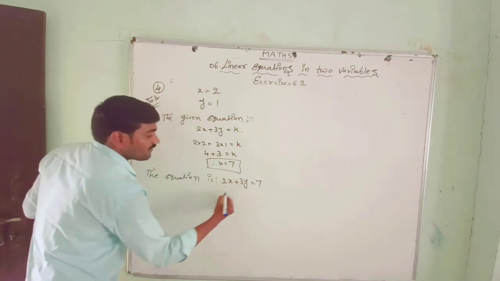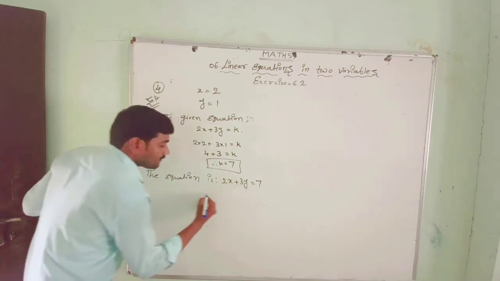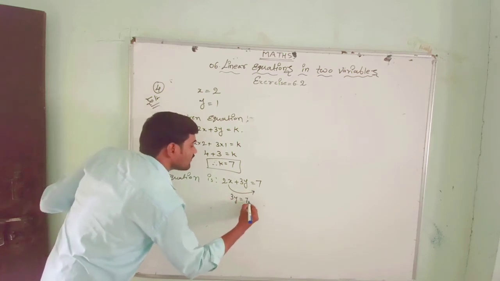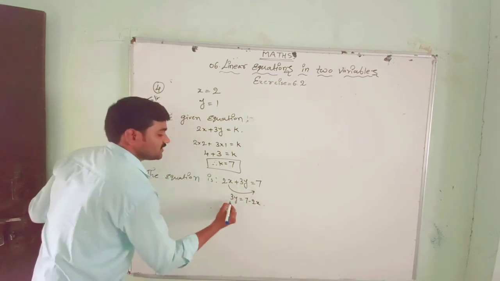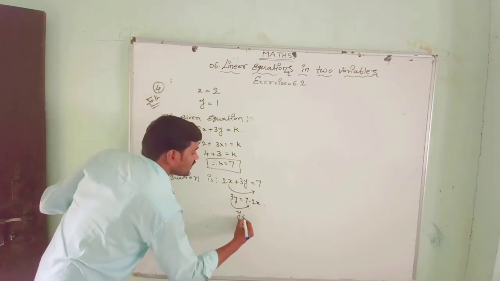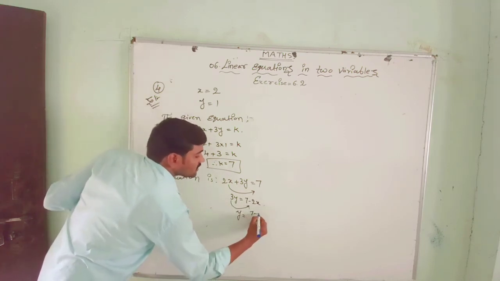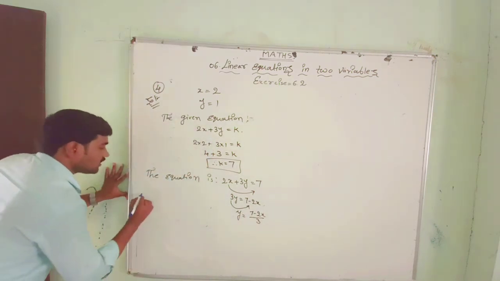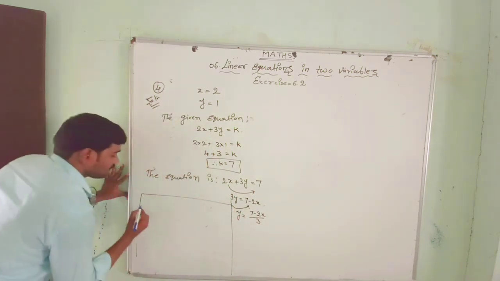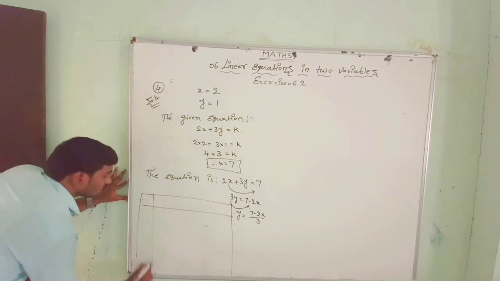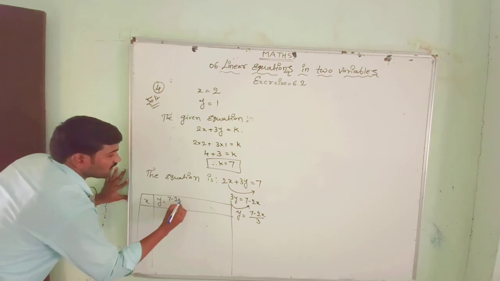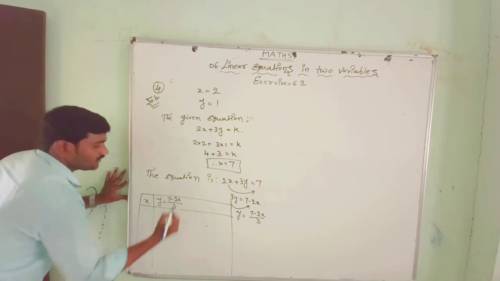So as I told you, what we need to do, this 2x you bring this side, then 3y equal to 7 minus 2x, what we have done in the first bit. This 3 also we transfer this side, y equal to 7 minus 2x by 3. Now that is what we need to substitute here. Here you assume the x values. Here y equal to 7 minus 2x by 3.